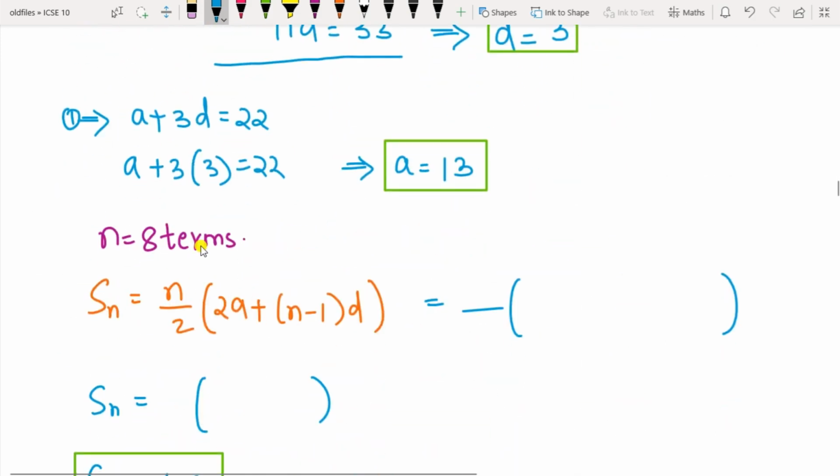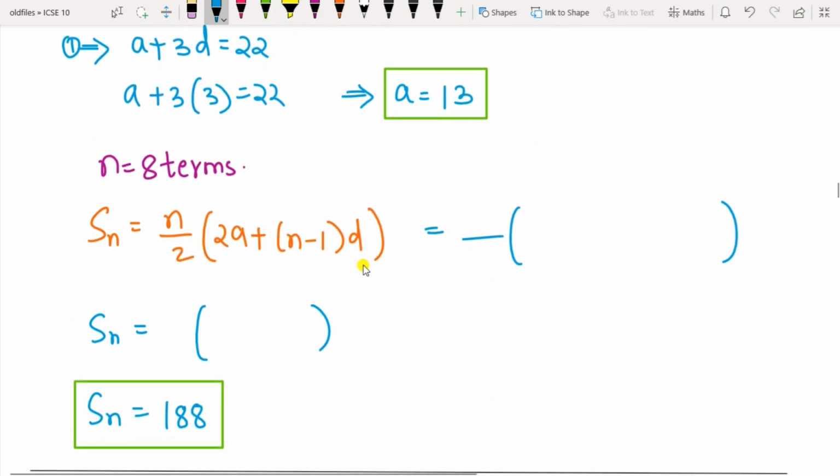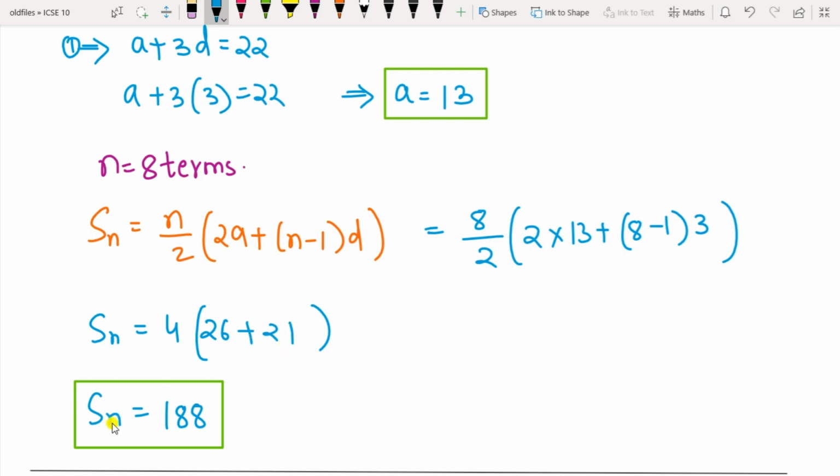So n is given as 8 terms here. For the sum of the series, apply the formula here. Now n by 2 is 8 by 2, which is 4, times 2 into a, which is 26, plus (n minus 1), here 8 minus 1, and d in this case is 3. So 4 into (26 plus 7 times 3, which is 21). So you get the sum total as 188.